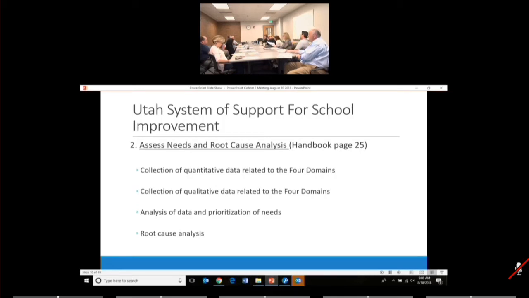The needs assessment in Utah consists of 4 discrete phases. The phases are the collection of quantitative data that's related to those 4 domains.